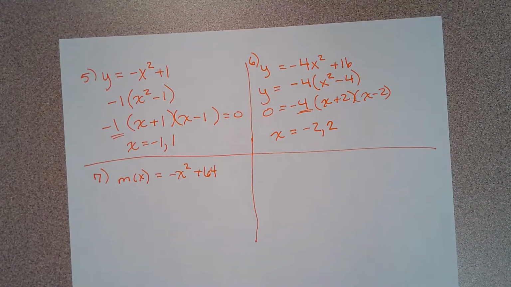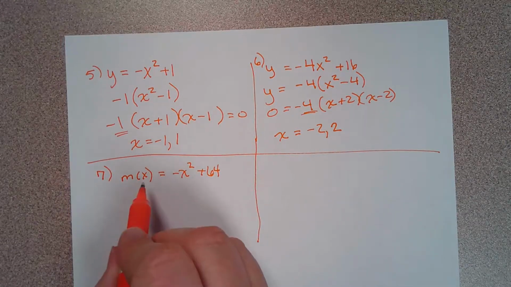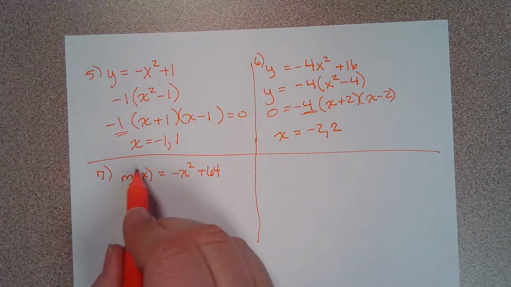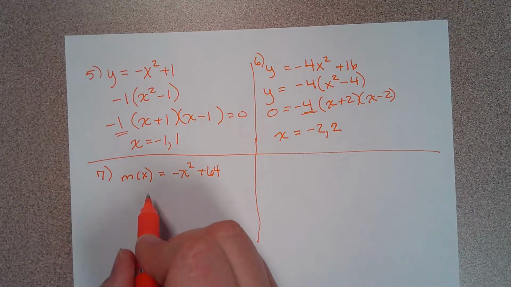Okay, I hope you paused that. Now, when you go through this, you're probably thinking, well, that was unfair, Ms. Kaufman. You didn't give us a y this time. You gave us m of x. Remember, it is the same thing. m of x is the same as saying y. So if it makes you feel better, do that.